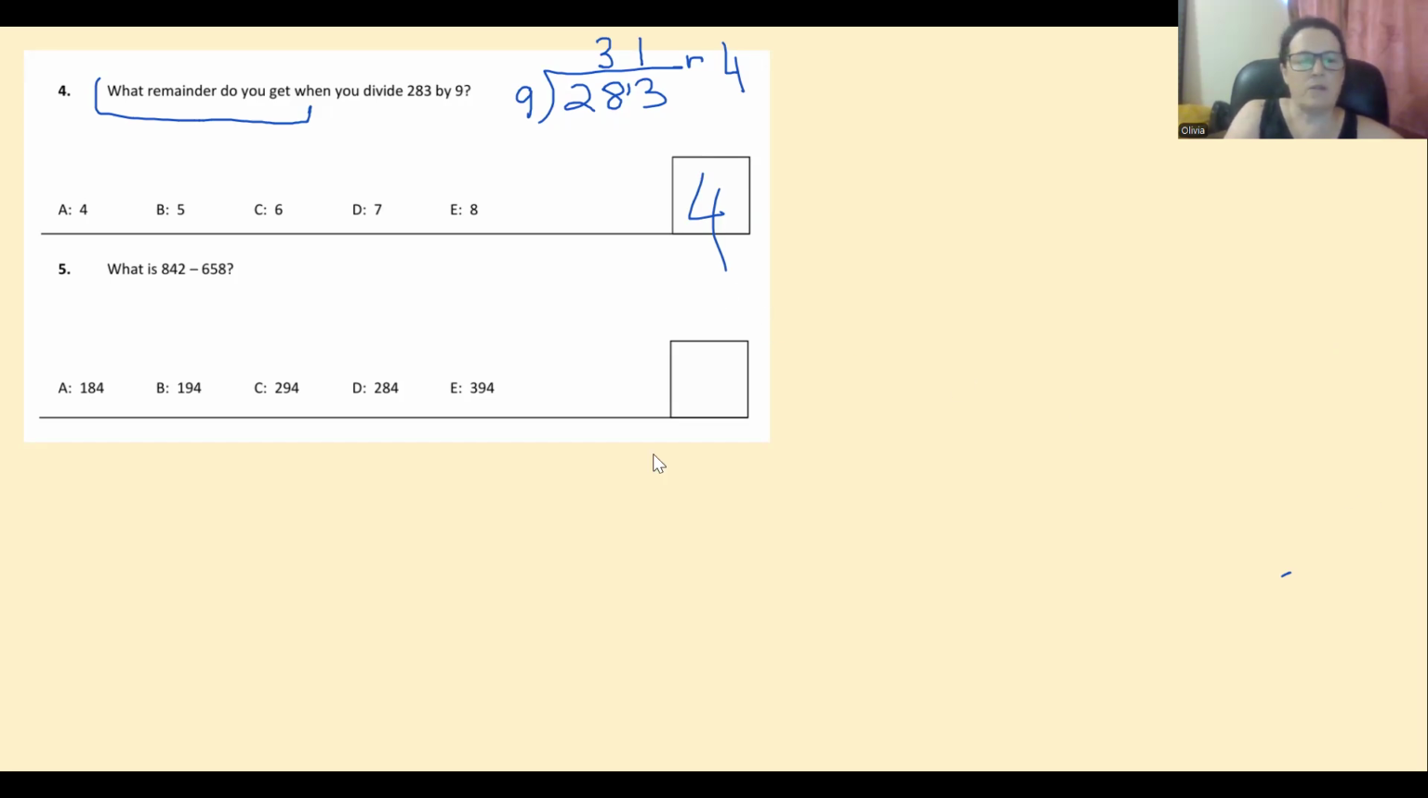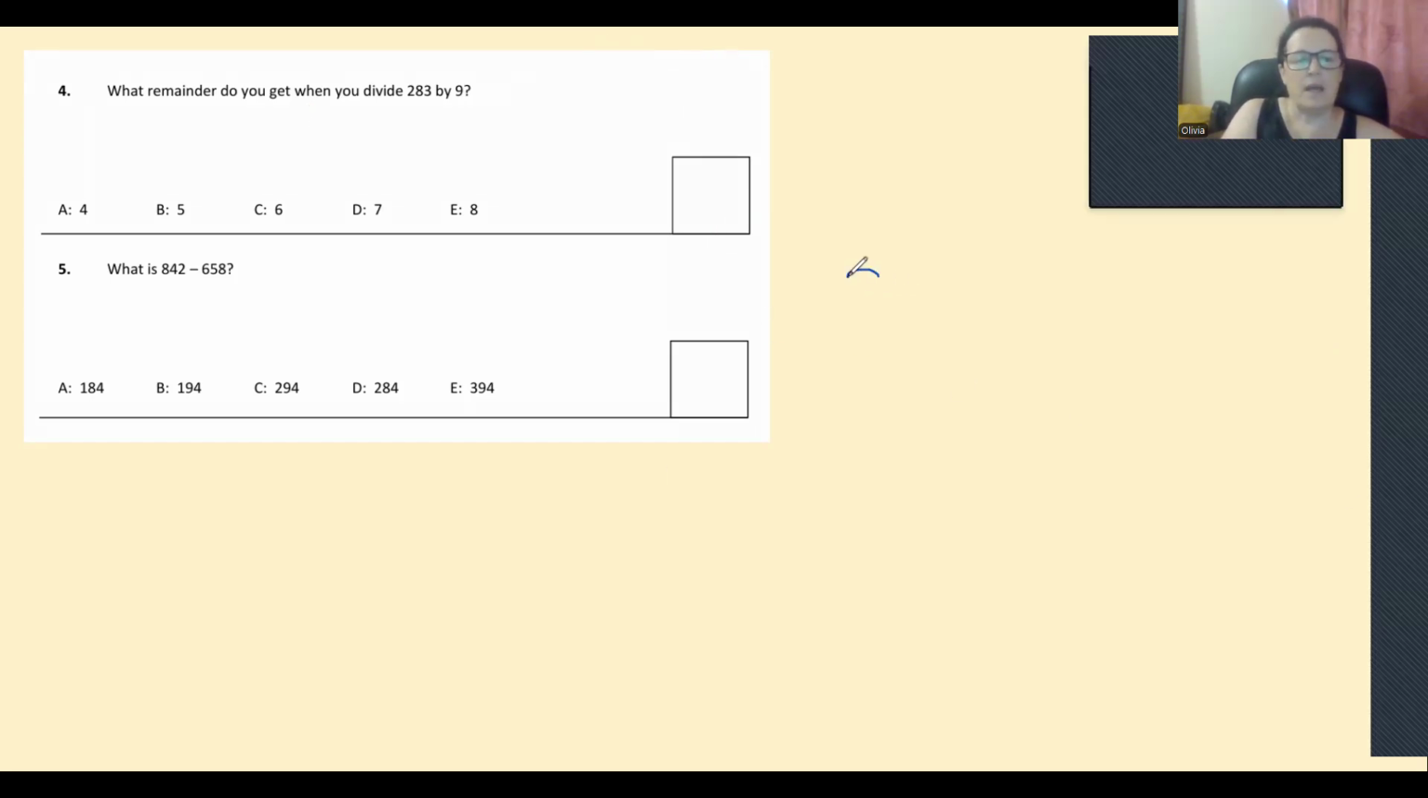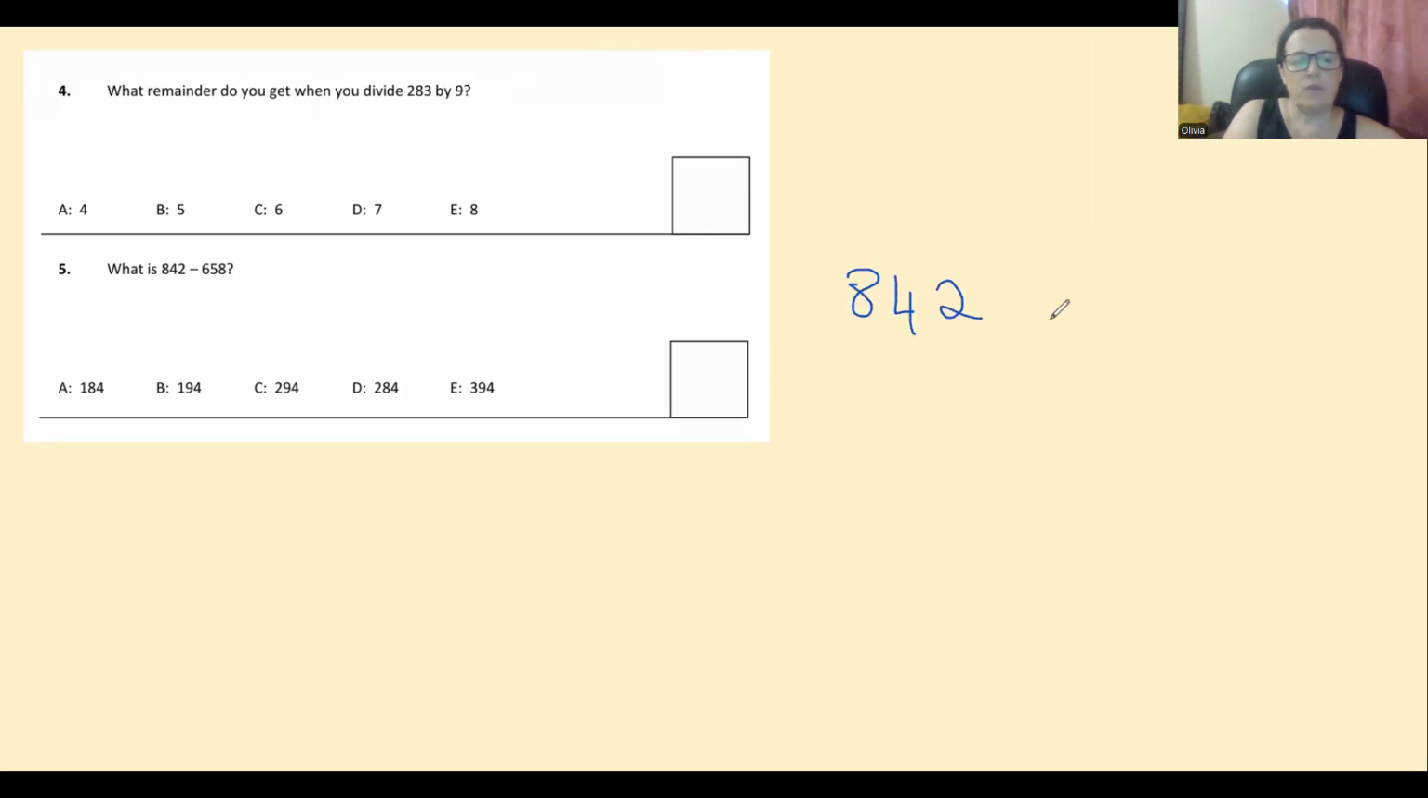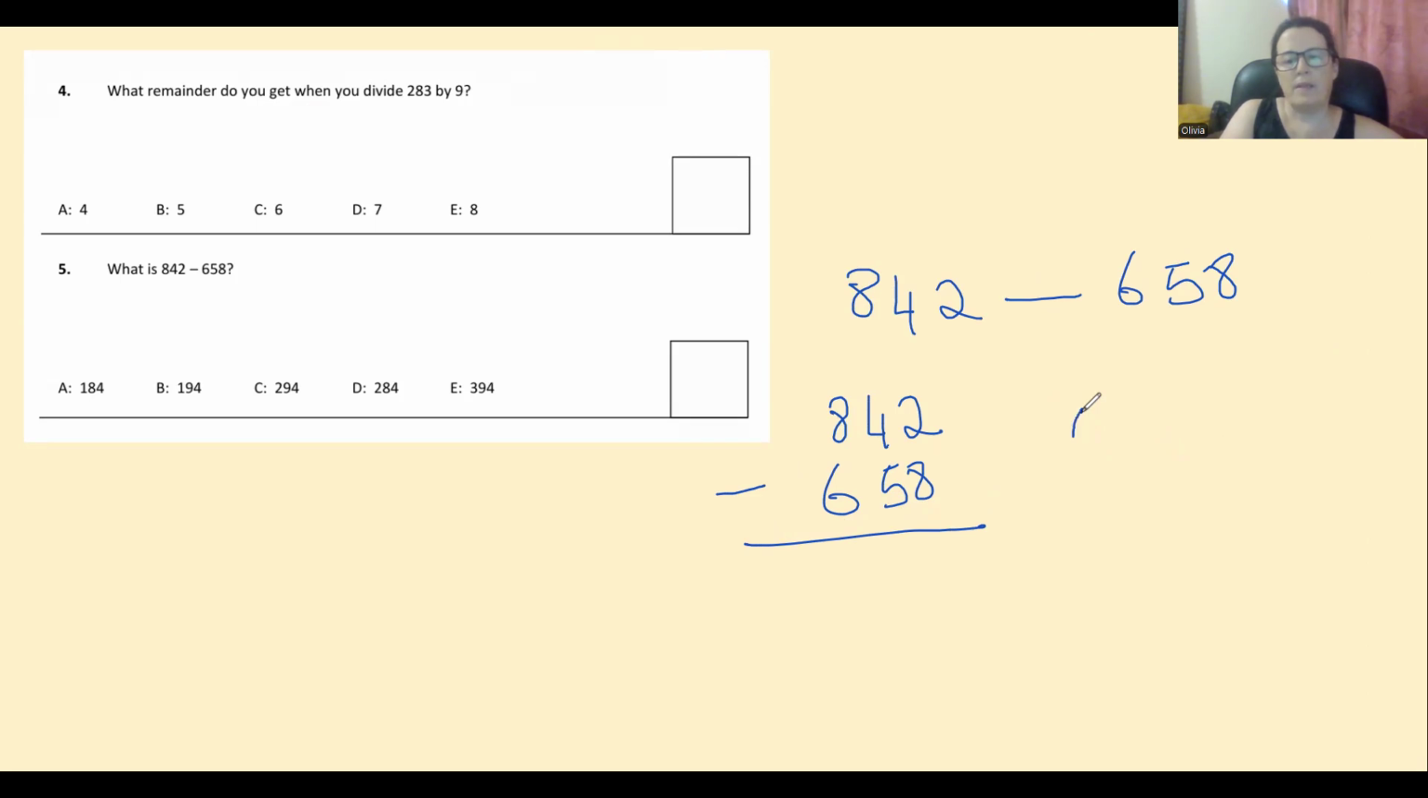Having a look at the next one, what is 842 subtract 658? So you could do it like this using the cutting method, 658, and get your answer. Or you could go, okay, 658. And what's the difference between that and 842?